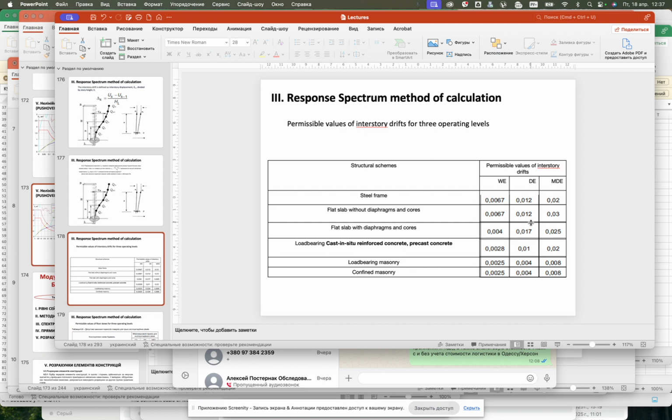limit value of the displacement has been exceeded.